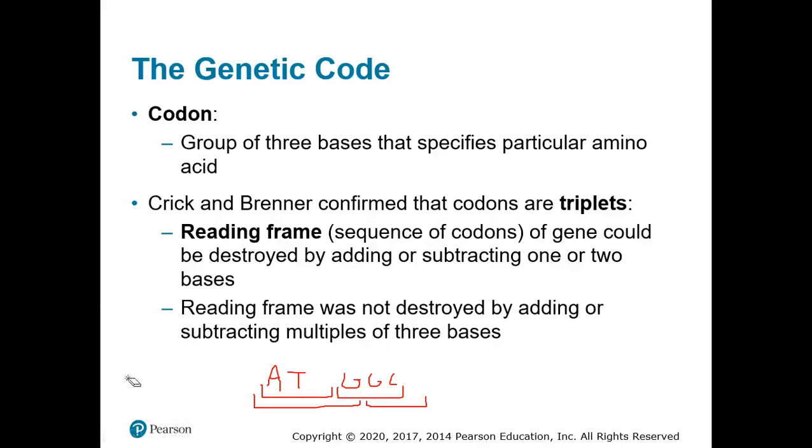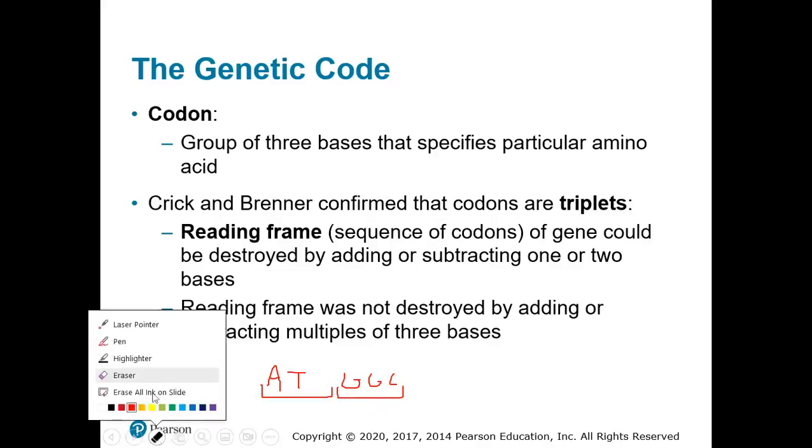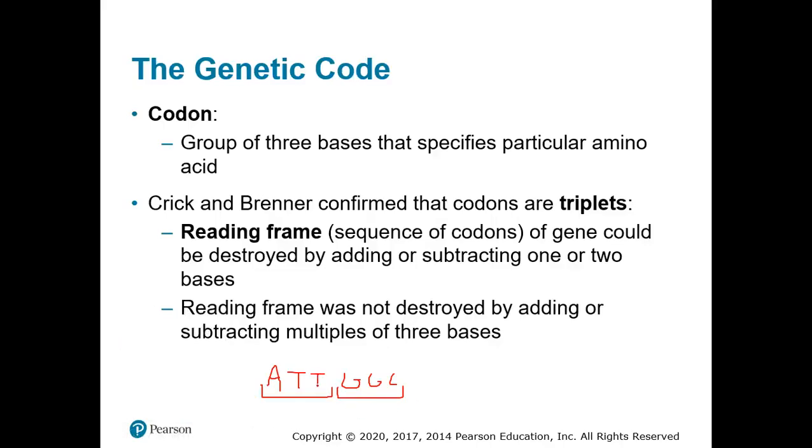However, if we add in just any series of 3, if we add in another 3, A, C, C, our reading frame is not destroyed. Our first 2 remain just fine. No alterations to our codon. We just have an extra codon that gets added in. So this is how we decided that, yes, these are in triplets, because anytime, once again, we add anything that's not a triplet, we really mess up how we read this sequence.